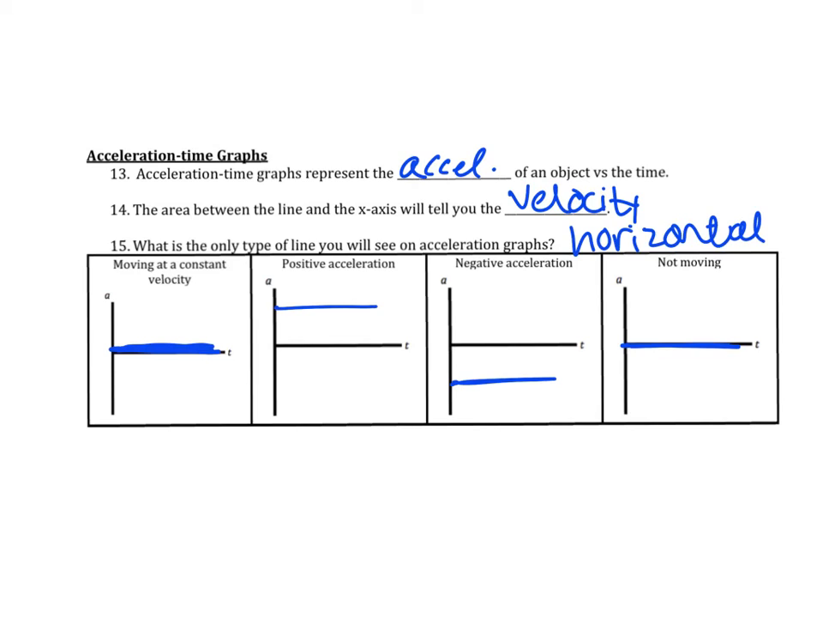So this first graph and this last graph, they're identical, and we don't have enough information. If I just give you this graph, then it could either be constant velocity or it could be not moving. We don't know enough information just on this picture to determine anything else. All we can tell is that it doesn't have any acceleration.